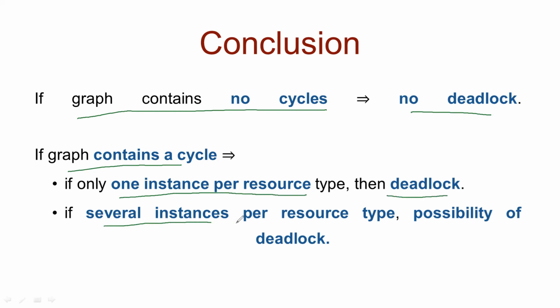If there are several instances of a resource, then there is a possibility of deadlock, because these several instances may be allocated to some other processes which are not waiting. So they may or may not be waiting. If they are all waiting for each other, then there can be deadlock. But if the processes are not waiting, then there will be just a possibility of deadlock, but no assurance of deadlock. I would recommend you to go back to the previous slides and plot the cycles on your own and try to understand these two conclusions.